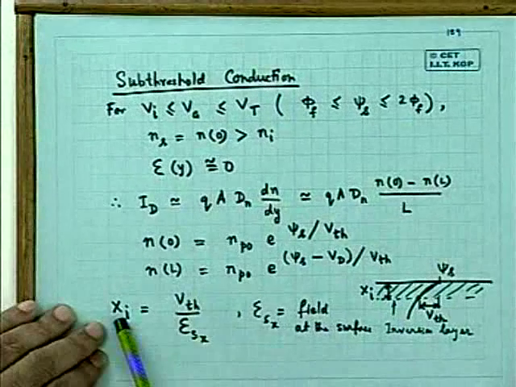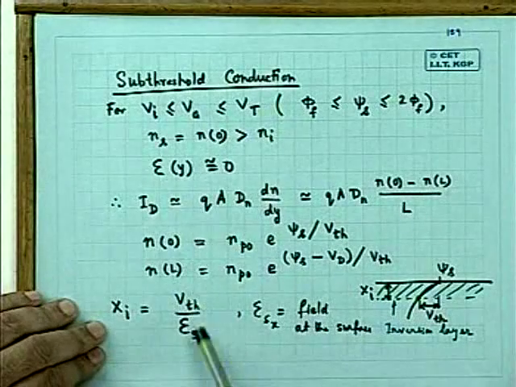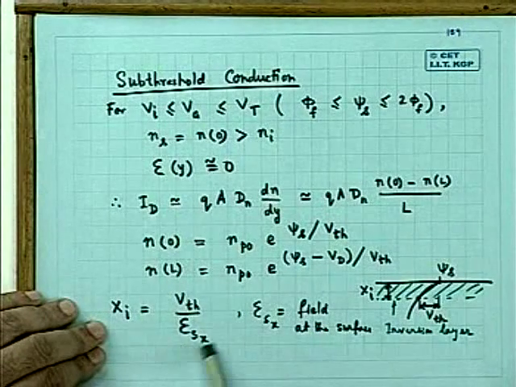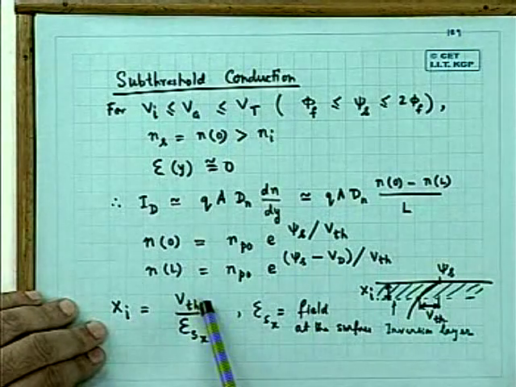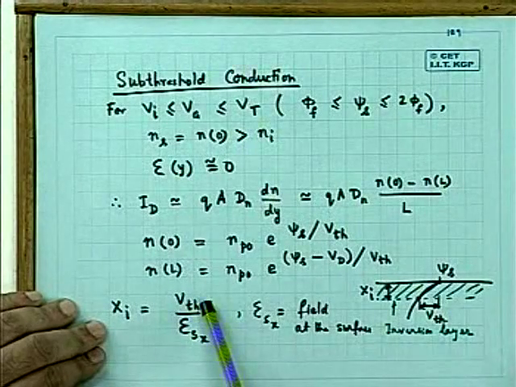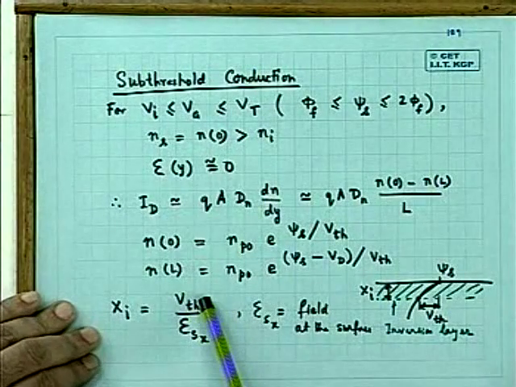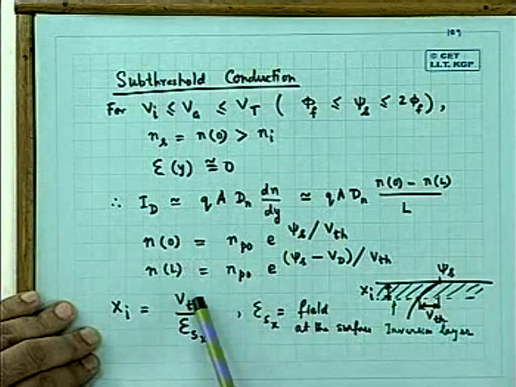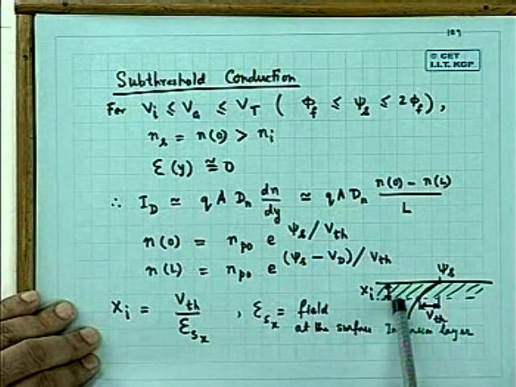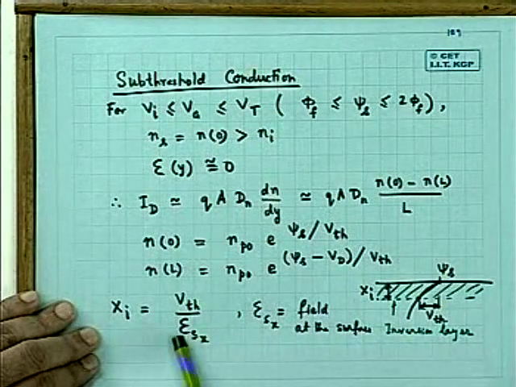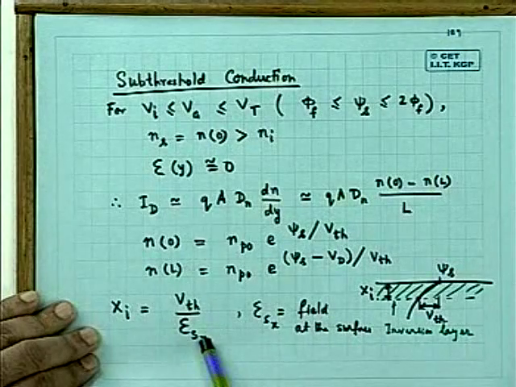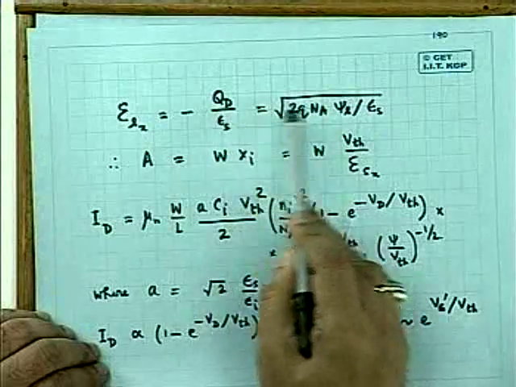And you see that we got this equation where Xi is given by VTH divided by this. What is VTH? VTH is the thermal voltage, not threshold voltage, thermal voltage, KT by Q, and this is the field at the surface. And the field at the surface is given by this equation.